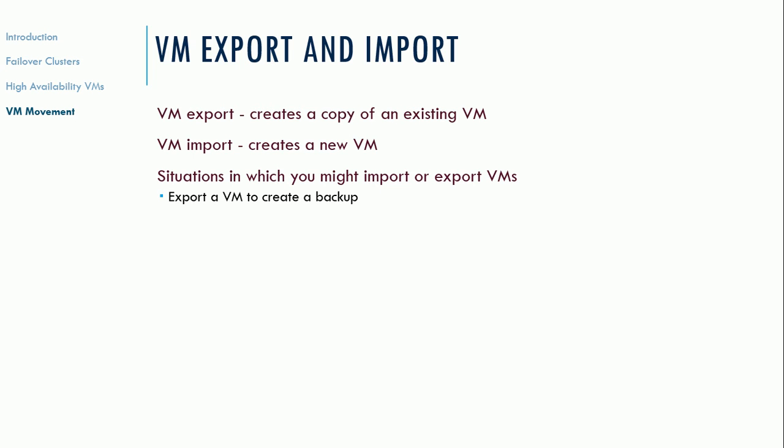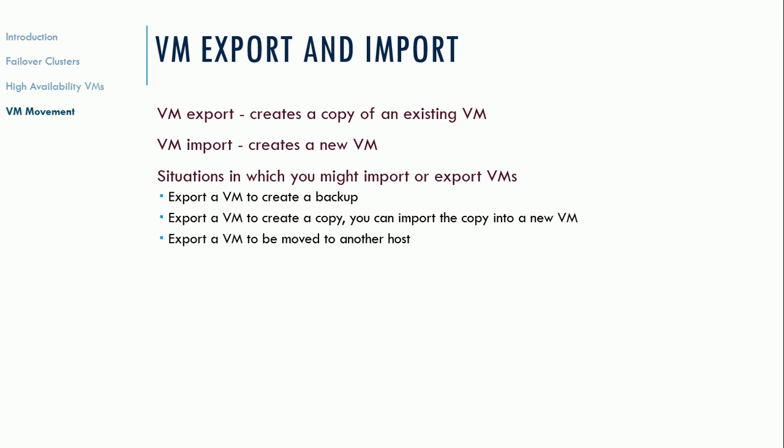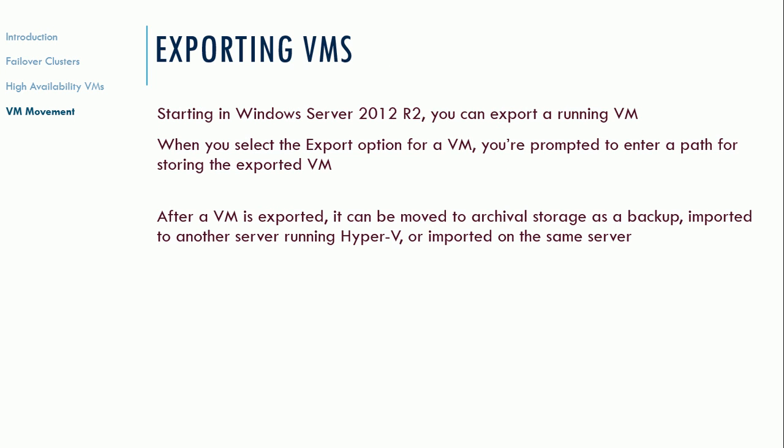So again, according to our textbook, you would do this because you're exporting to create a backup, like I just said, or exporting a VM to create a copy, which you can import into a new VM somewhere, like another company or another platform, or export a VM to be moved to another host. So to export, starting in Server 2012 R2, you can export a VM while it's running. So you can basically make a copy of it to export it while it's still running, so you don't have to shut it down, which is nice. When you select the export option for a VM, you're prompted to enter the path, which can be a shared path, like a network shared path, like a file server.